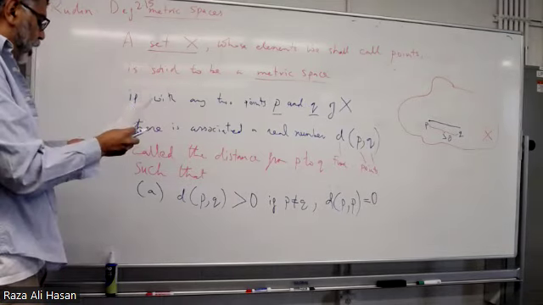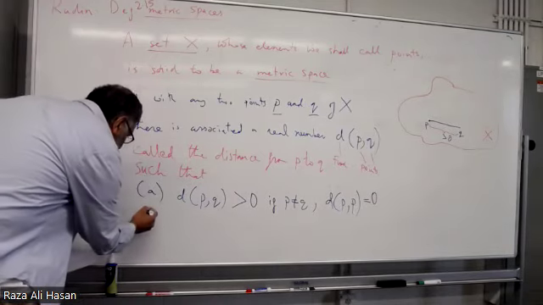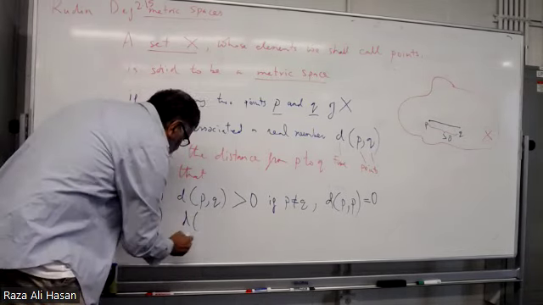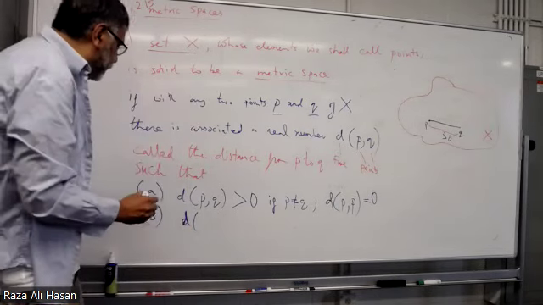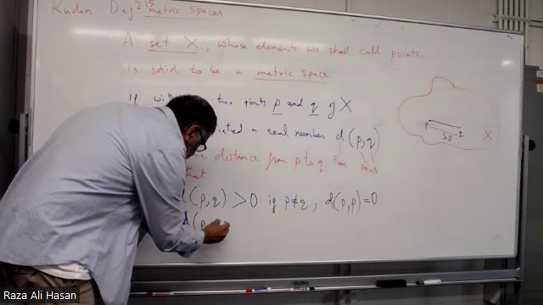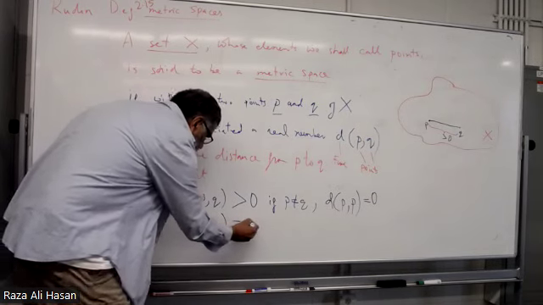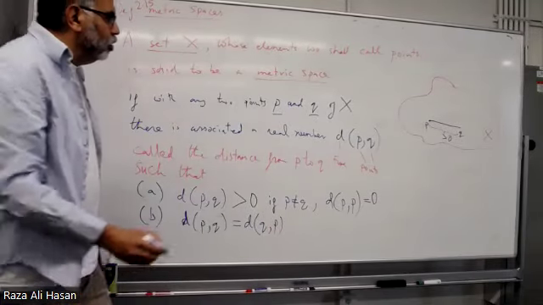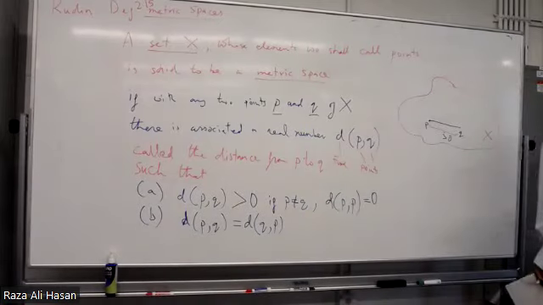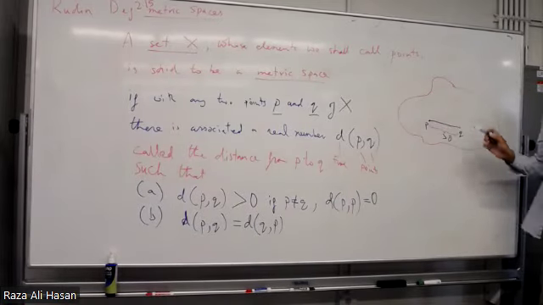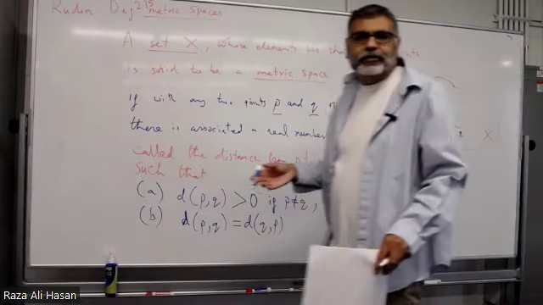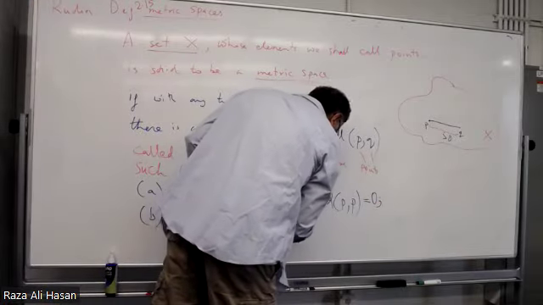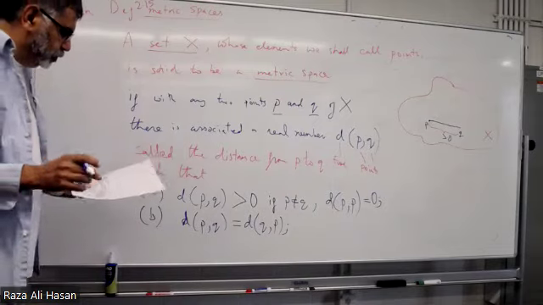Okay, next, this is the easy one. So the second condition is that the distance between P and Q should equal the distance between Q and P. So it doesn't matter in what order you calculate. You can go from Q to P or from P to Q, which means that we'll be using absolute values on the metrics, and then Mr. Rudin, and then I've got all the.